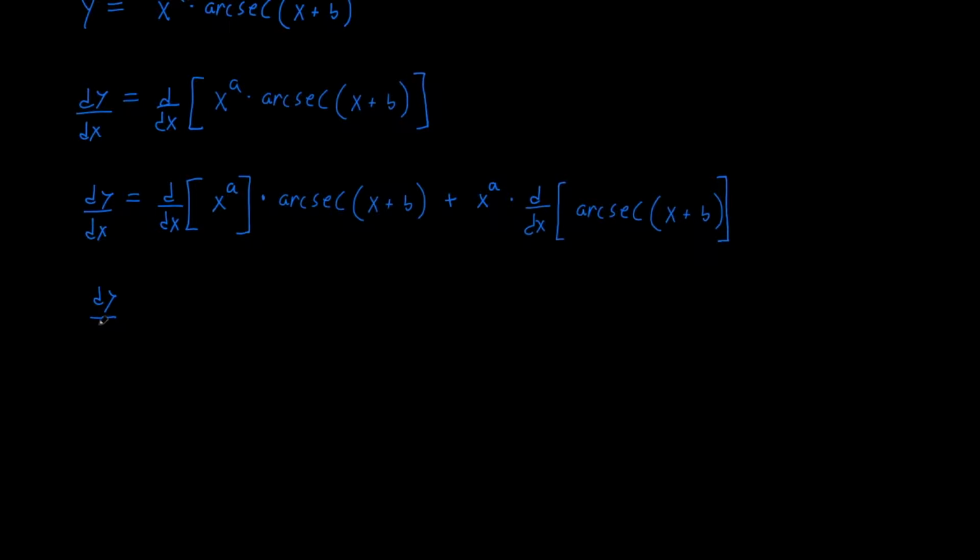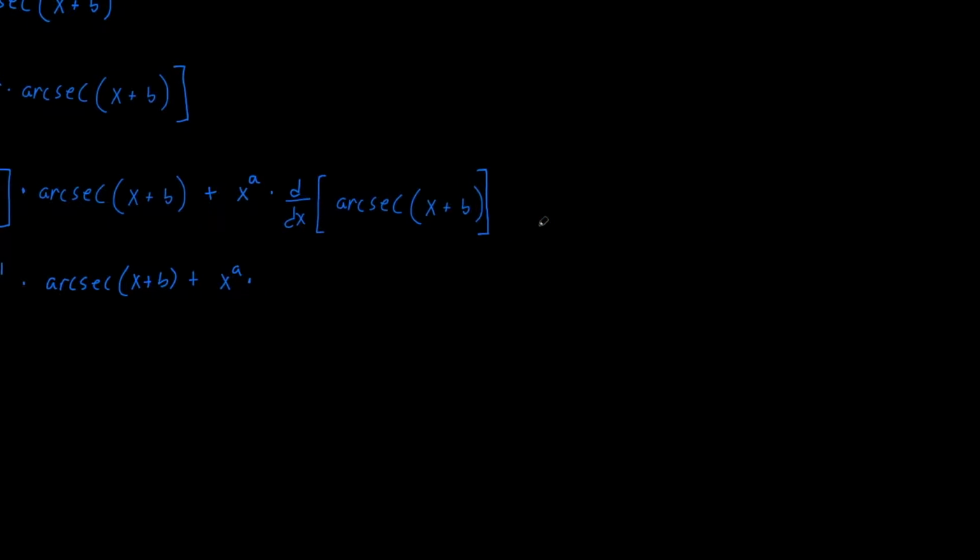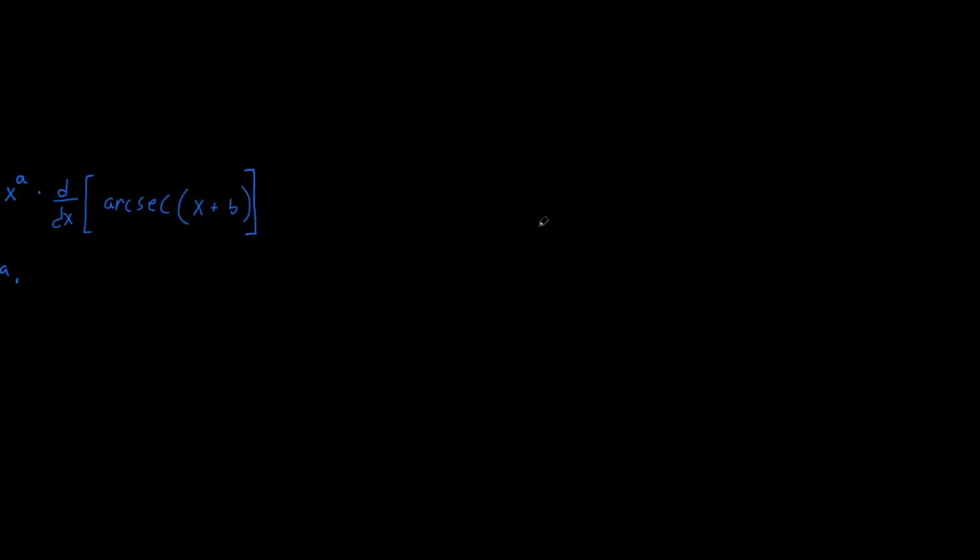So the derivative of y with respect to x is equal to the derivative of x to the a, which is a times x to the a minus 1 power, times arc secant of x plus b, plus x to the a times the derivative of arc secant of x plus b. Let's just take this over here and do this separately.